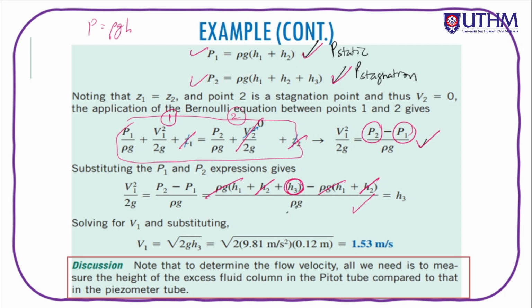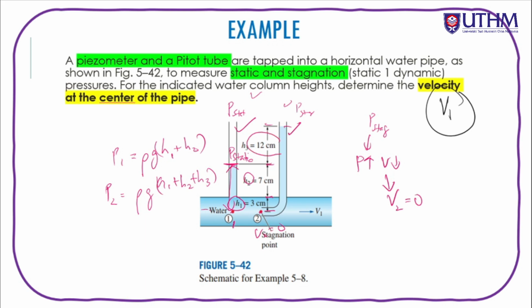Okay, actually yang kita tinggal adalah rho G H3 over rho G, kan? So this one pun cancel out, kita hanya tinggal dengan H3. So kita dah tahu sekarang V1 squared over 2G is actually equals to H3, and then kita boleh dapatkan this velocity V1 dengan kita rearrange untuk dapatkan the velocity at position 1, which is square root of 2G H3, and H3 is actually equivalent to 12 cm.